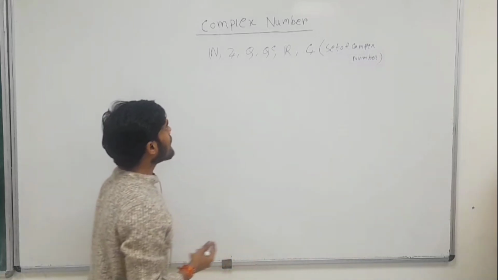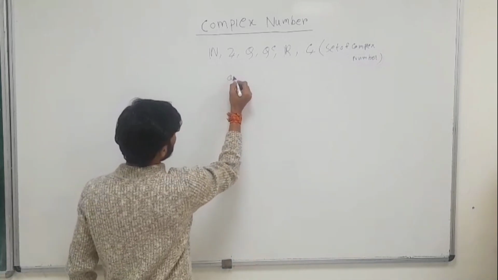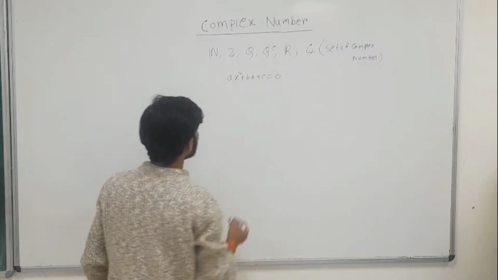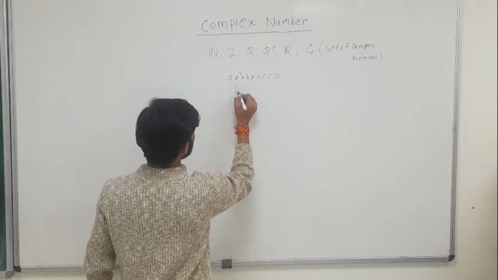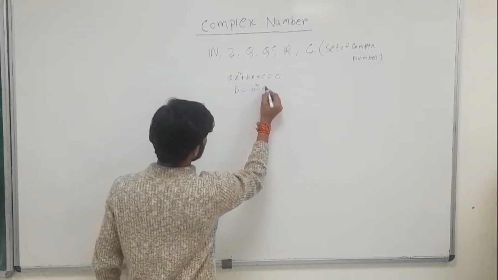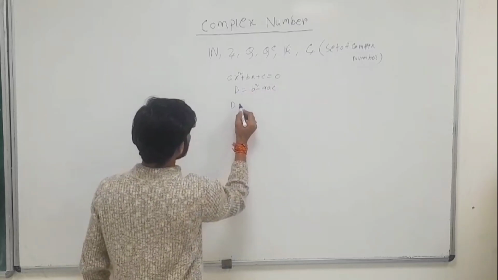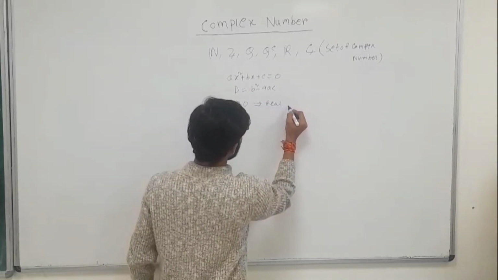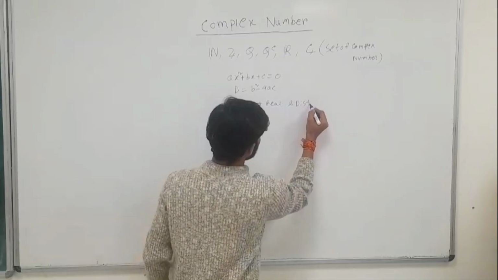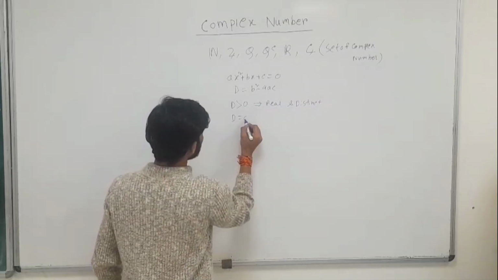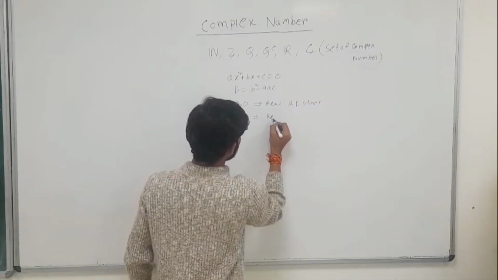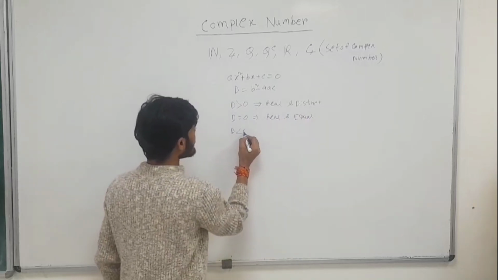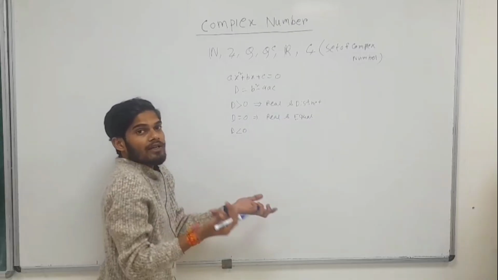You already know about the quadratic equation, which is ax square plus bx plus c is equal to 0. And you know the discriminant D is equal to b square minus 4ac. If your D is greater than 0, then you get two real and distinct roots. If your D is equal to 0, then you get real and equal roots. And if your D is less than 0, then what do you get? You get the imaginary roots.